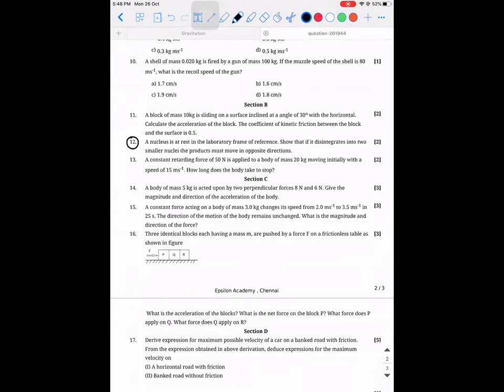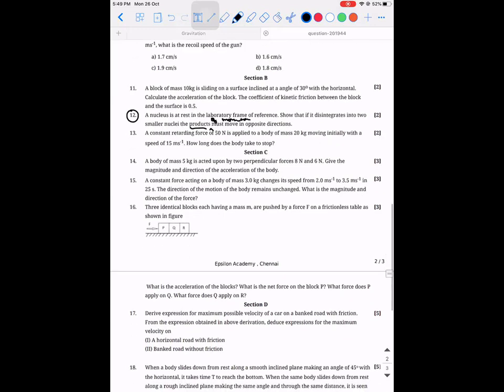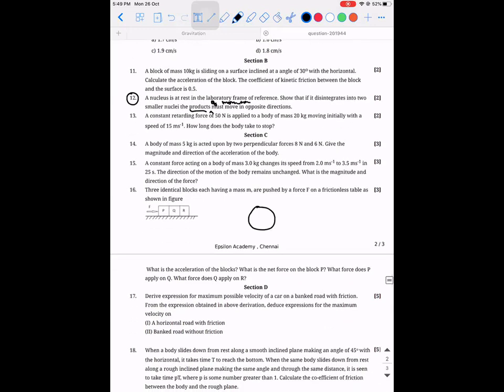So nucleus is at rest in a laboratory. Forget about the word frame of reference. Show that if it disintegrates into two smaller nuclei, the products must be in opposite direction. Actually, the products should be for whom? Products of momenta. So what they are trying to say is there is a nucleus, let's say it is of capital mass M, which is initially at what value? Rest. So this is clear, right?